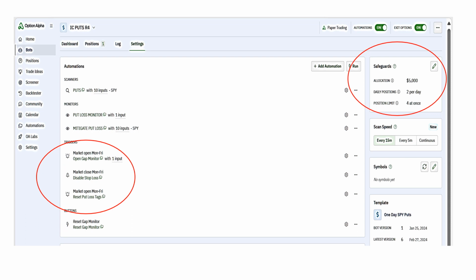When you click on Settings, you'll first notice that we've increased the daily position and the position limit to accommodate the possibility of an increased number of investments when we attempt to mitigate loss. OA executes automations in a specific order. First, it runs any exit options that are active, and then goes through to the trigger list. In our case, we open the gap monitor 10 minutes after the market opens. We also reset the put loss tags at that time, and then 10 minutes before the close of the market, we disable any stop losses and let OA handle the closing process for themselves.